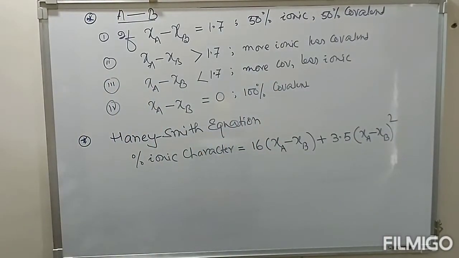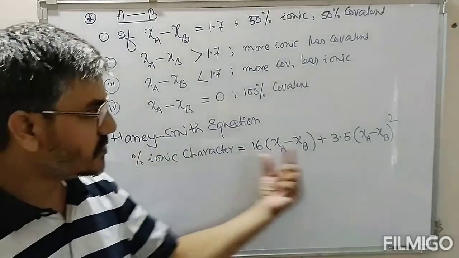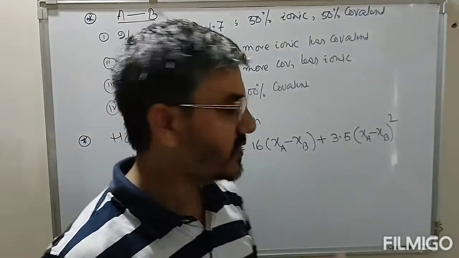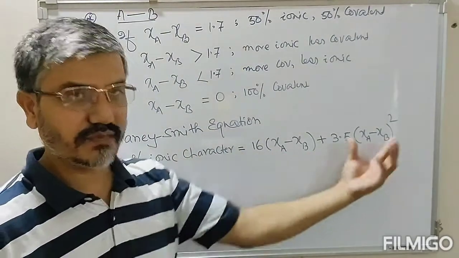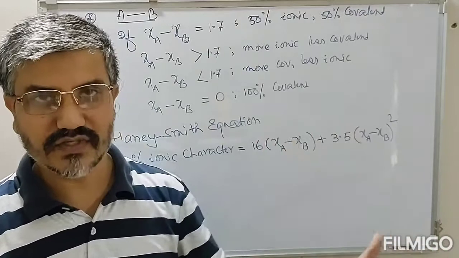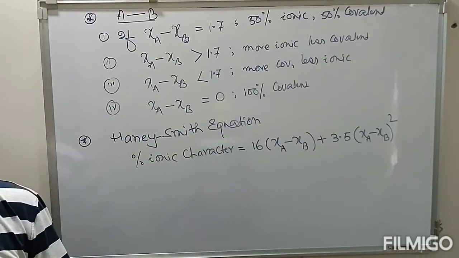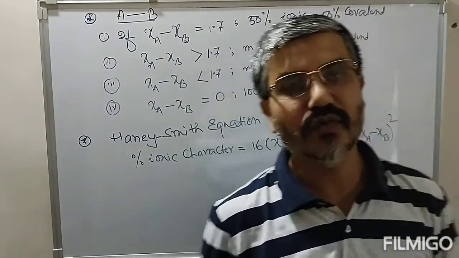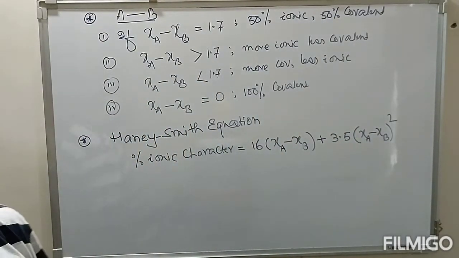So again look at this, a somewhat more accurate value is given by this Hannay-Smith equation. Based on this equation, if the electronegativity difference between the combining atoms is given, then we can easily define this percentage ionic character. So for this we need to have electronegativity values, and these values are given in the literature. So this is one of the ways by which we can predict the percentage ionic character in a given covalently bonded molecule. But the experimental value, how to define experimentally the percentage ionic character?